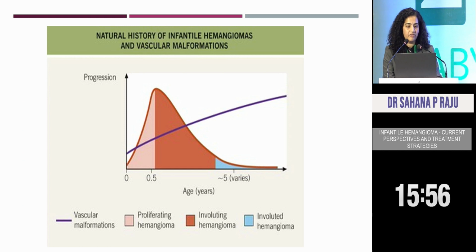This is a graph which shows the natural history of infantile hemangiomas. There are three phases which any infantile hemangioma goes through. There is an early proliferative or growth phase, then there is a plateau phase, and then there is an involution phase. In the early phase, infantile hemangiomas are usually not present at birth.